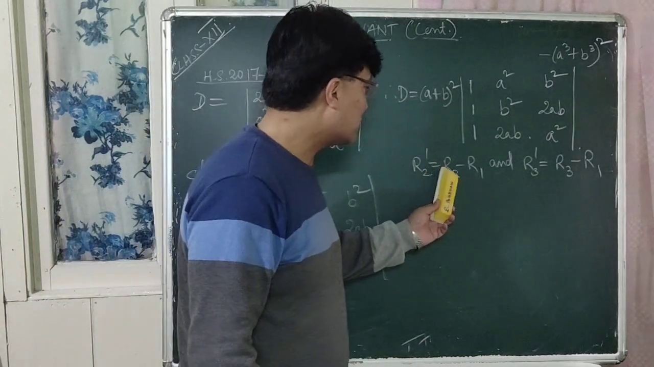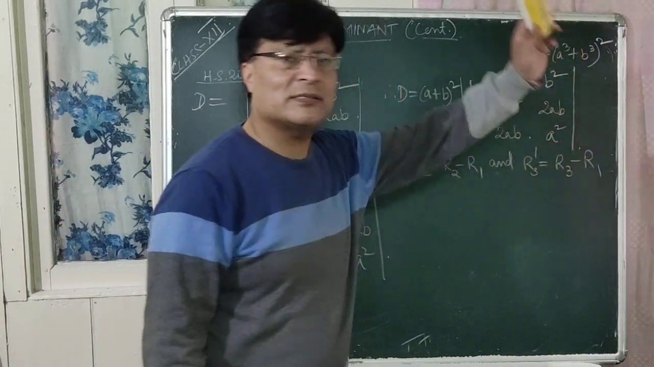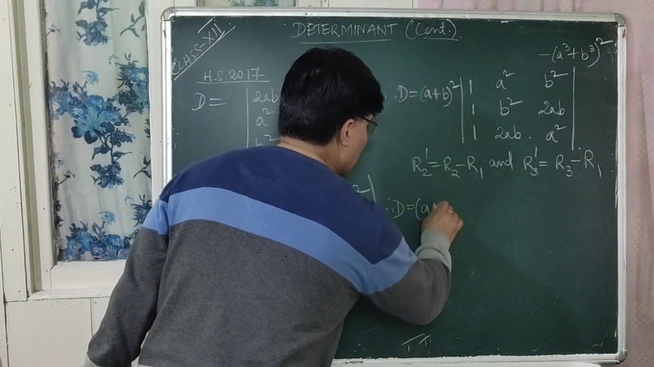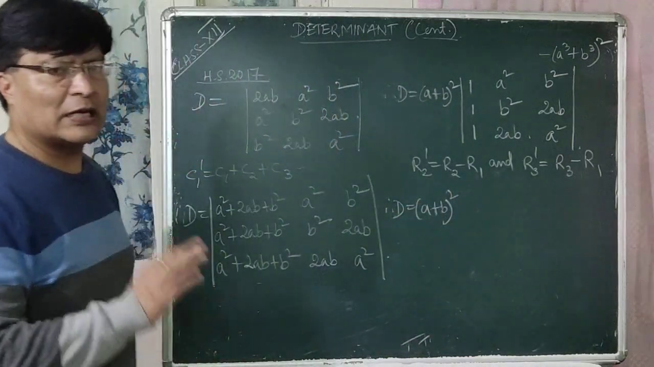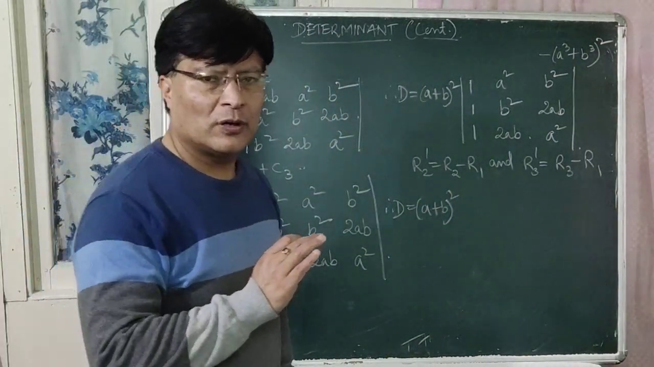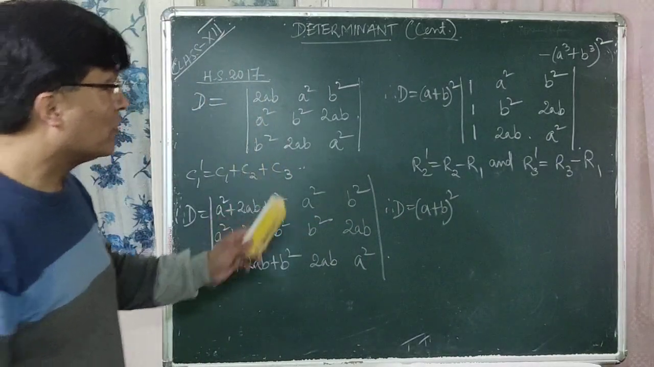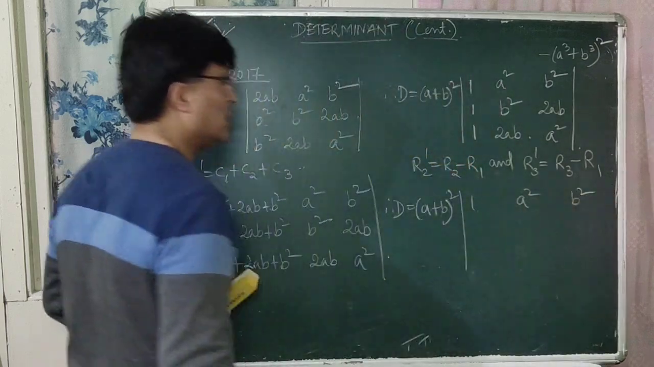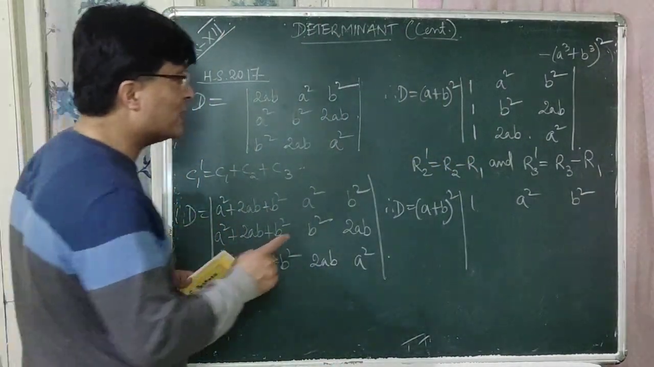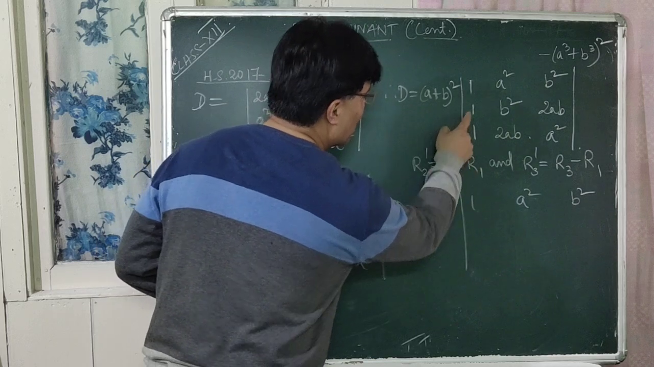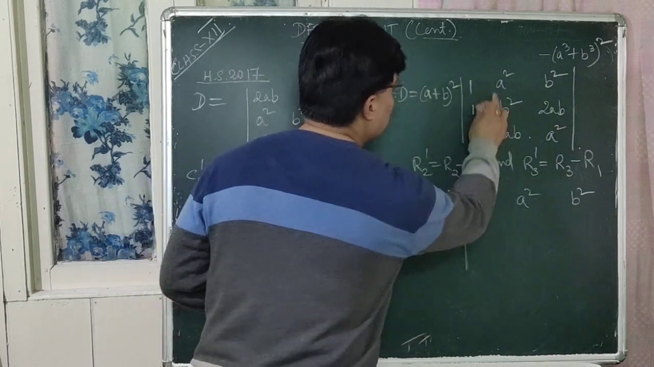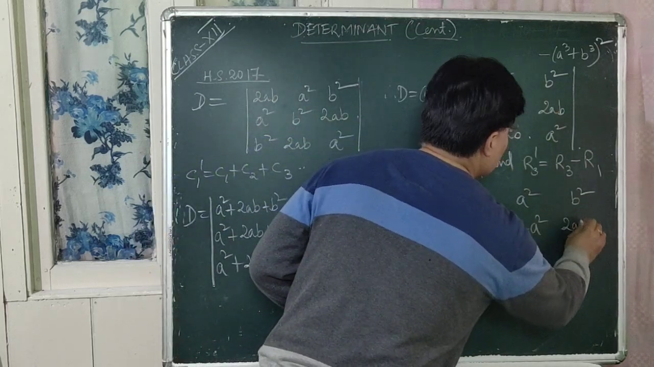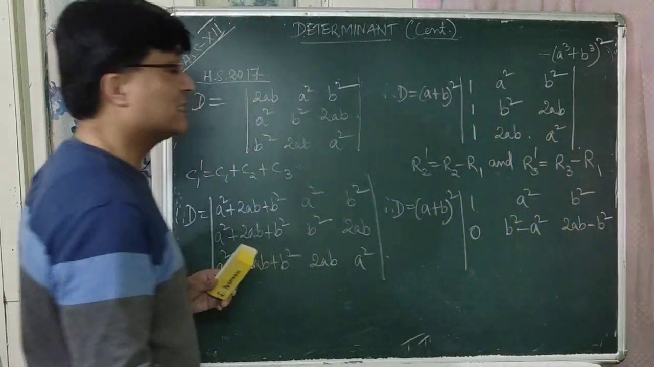So it is R2 dash is equal to R2 minus R1 and R3 dash is equal to R3 minus R1, right? So therefore D is equal to A plus B whole square. Now in this case, which row remains same? That is first row. First row remains same. That is 1, A square, B square. Now second row is changing. How does it change? R2 dash is equal to R2 minus R1. 1 minus 1, 0. This is B square minus A square. Right? Next, 2AB minus B square. Is that clear now?